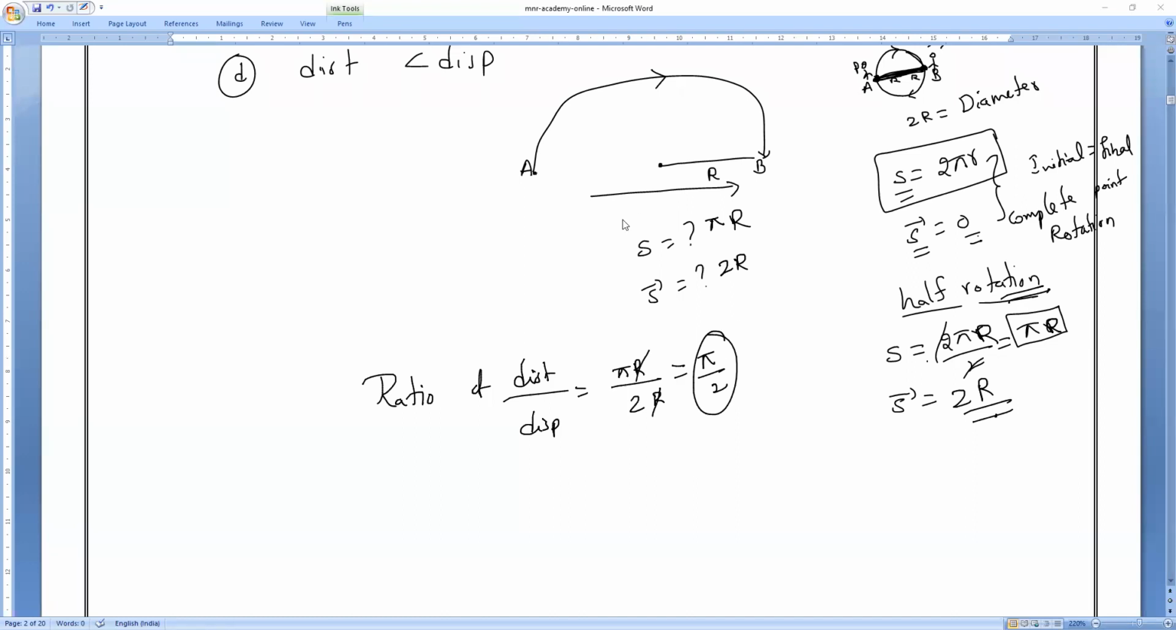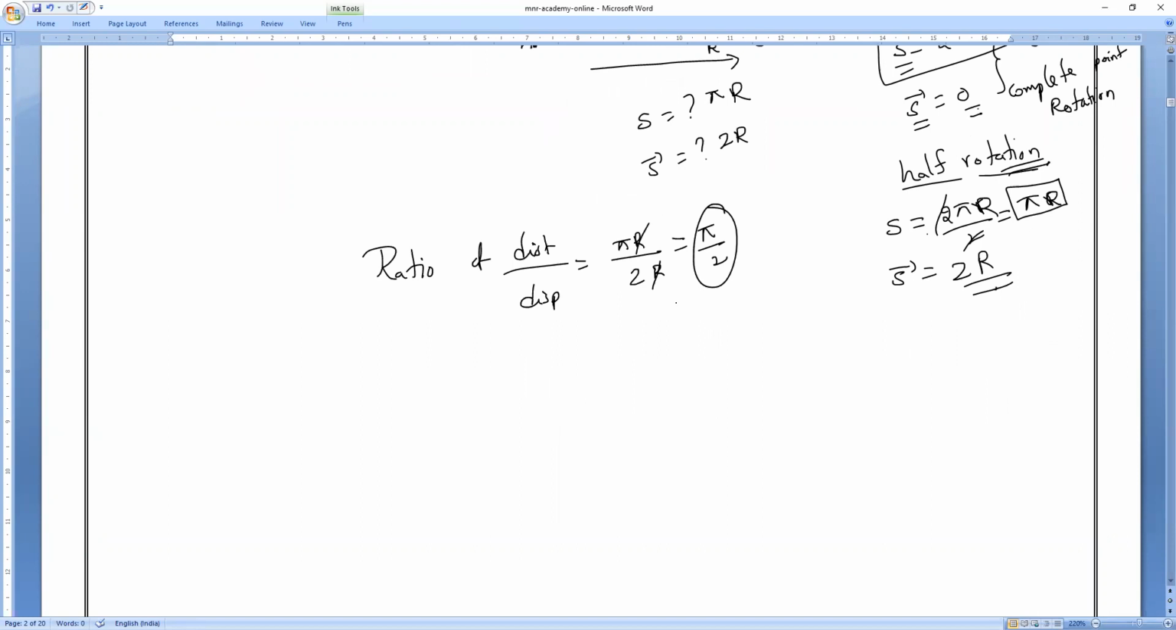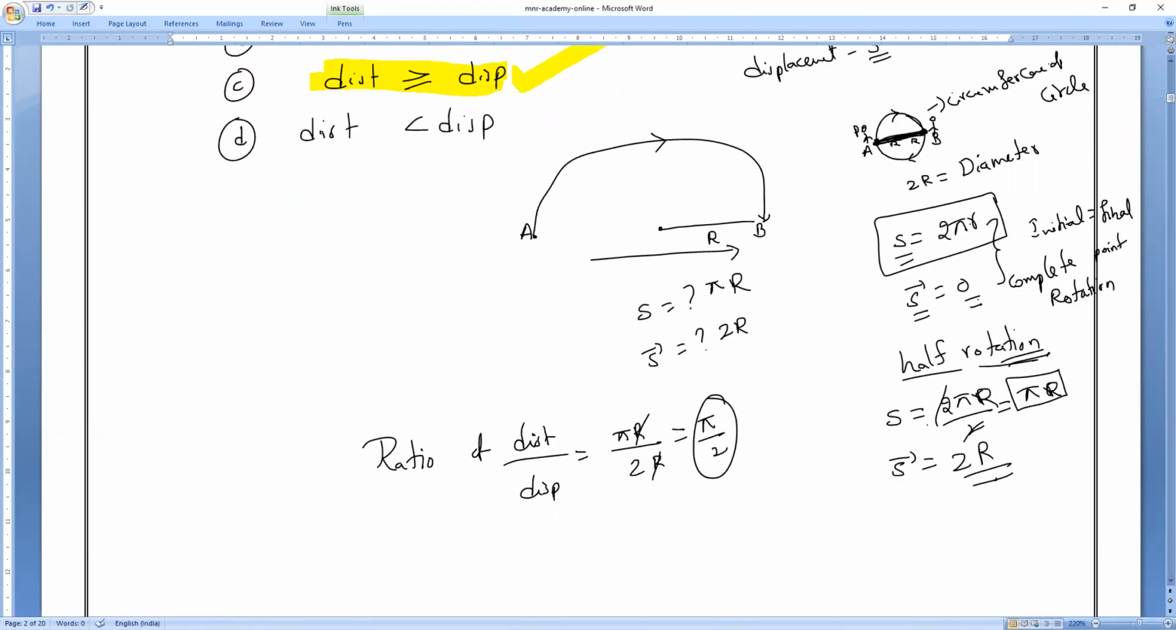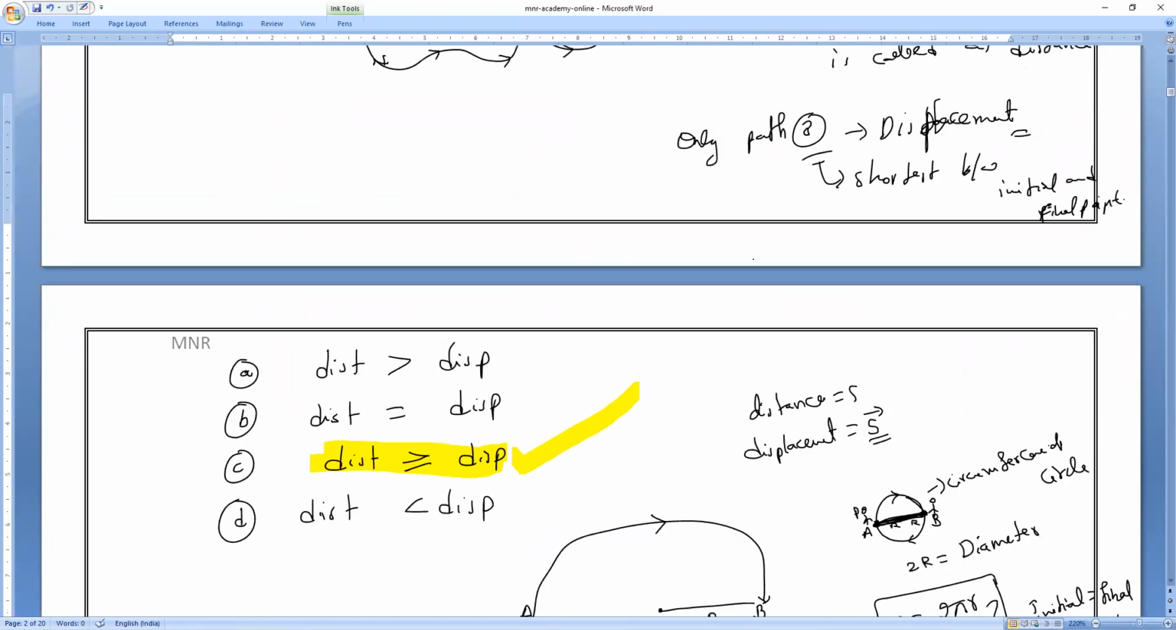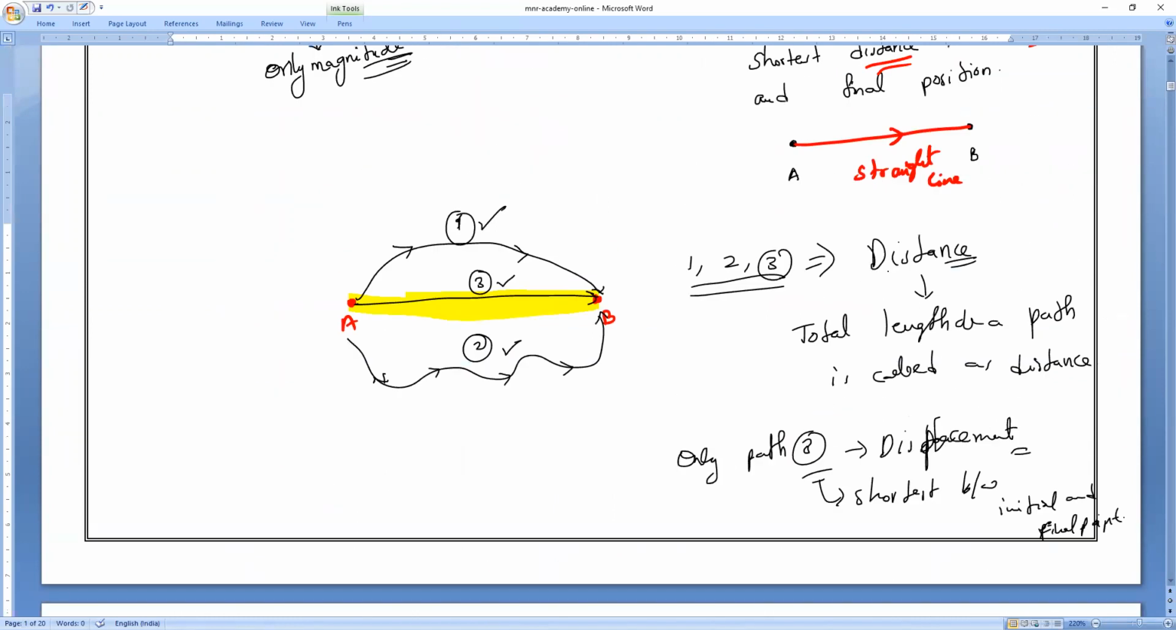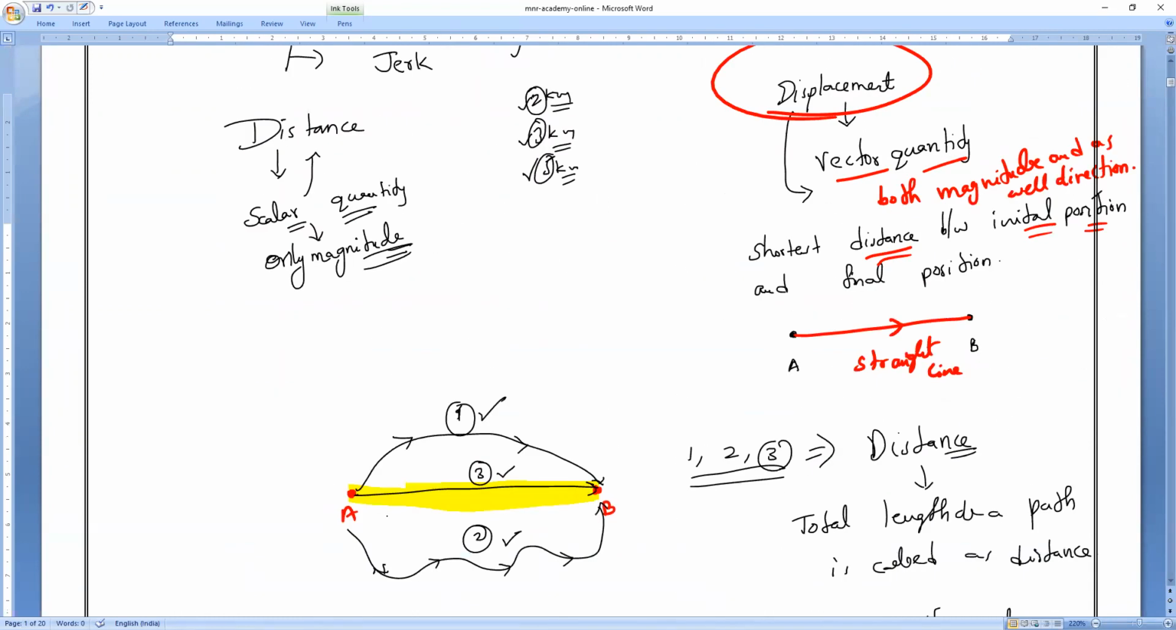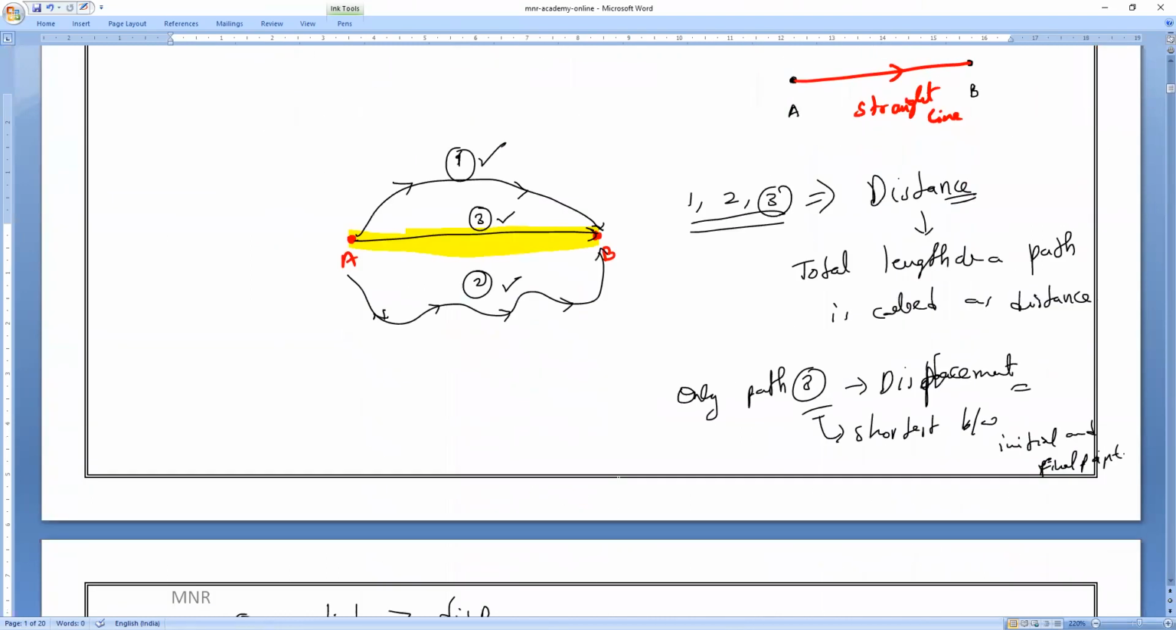Sir, how come in full rotation the displacement is 0? Manya is asking, sir, how come in full rotation displacement is 0? What is the definition of displacement? Everybody, read here: shortest path between the initial point and the final point.